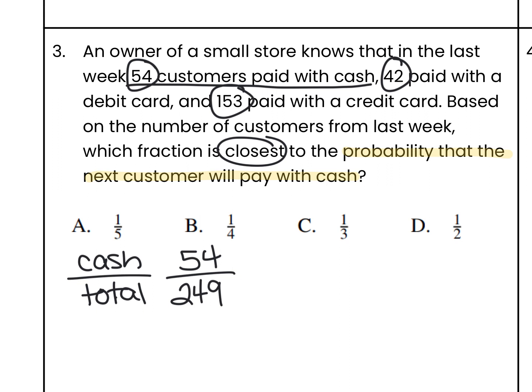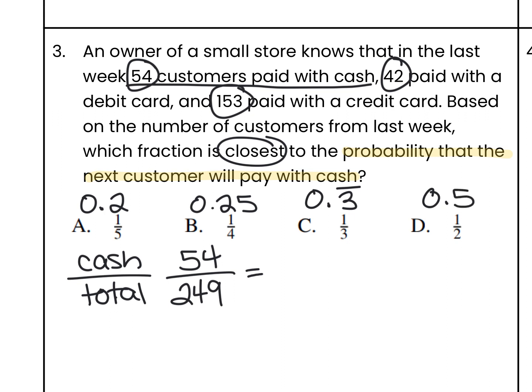So if I type 1 divided by 5 in, this as a decimal is 0.2. 1 divided by 4 is 0.25. 1 divided by 3, I see a bunch of 3's on my screen, so 0.3 repeating. And then 1/2, 1 divided by 2, is 0.5. And I have to see which one is closest.